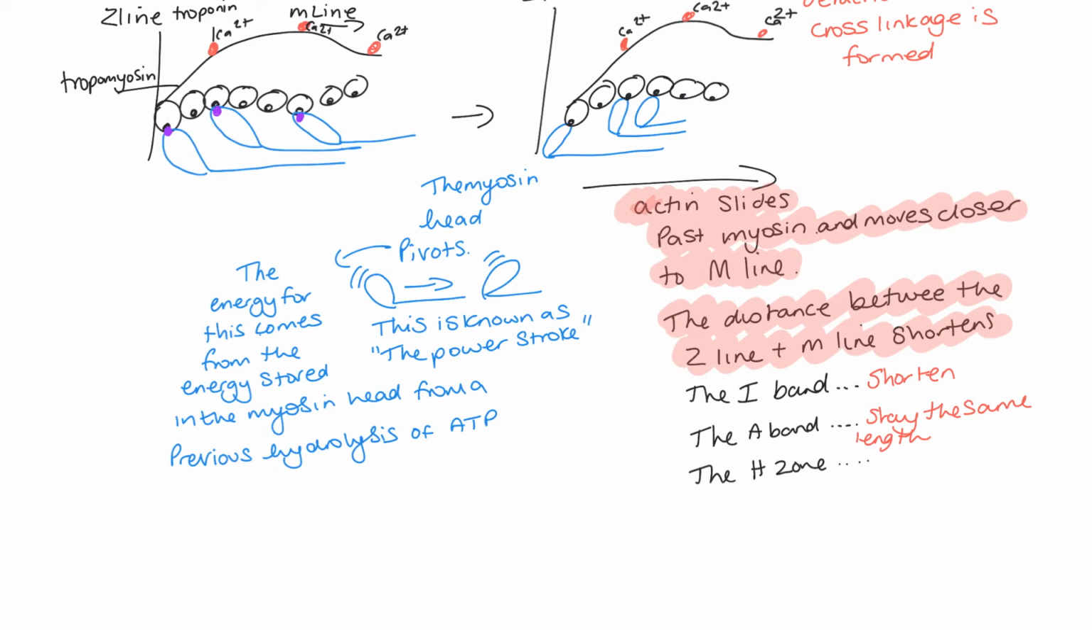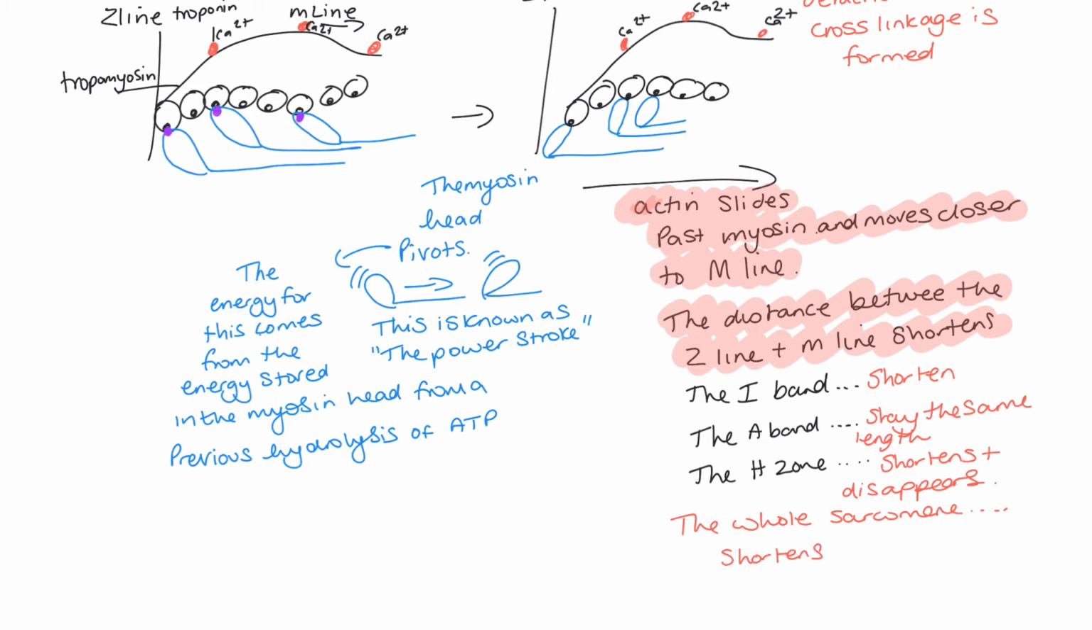The H zone gets smaller and disappears because, remember, the H zone contains myosin only, but now the actin is being drawn into that section. If it's a full contraction, the actin will meet at the M line, and so there will be no H zone. What will happen to the length of the whole sarcomere? Well, because the two Z lines are being brought closer together, the whole sarcomere will shorten.